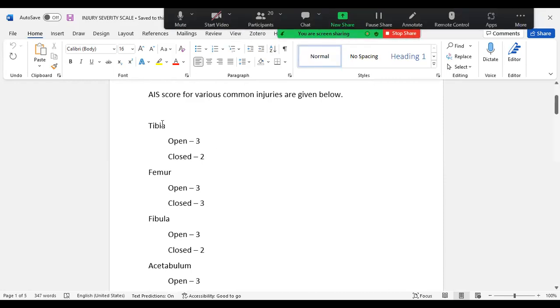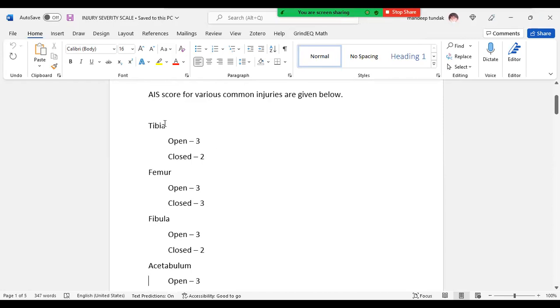Okay, thank you. For tibia, I'm just going to elaborate what common injuries we encounter in our day-to-day trauma patients, and then I will tell you how to give the AIS score for them, and then obviously you can calculate ISS or NISS, depending on the AIS scores. So for tibia fracture, if the fracture is open, you give a score of 3. If the tibia fracture is closed, the score given is 2.